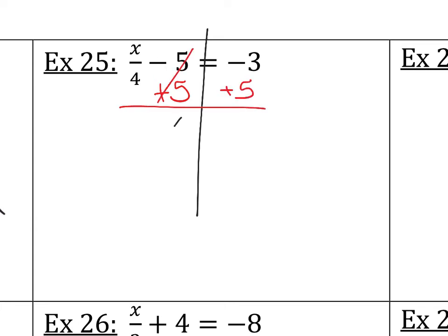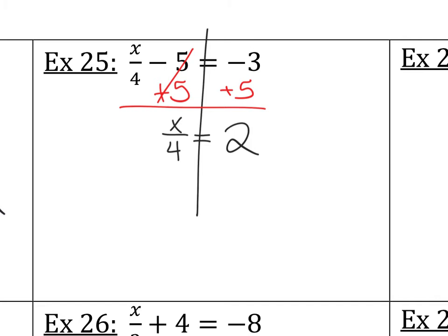I'd be left with x divided by 4 equal to negative 3 plus 5, which is 2. Don't let arithmetic be the reason that you're getting these things wrong. You have a calculator for a reason. I would love for you to try it in your brain and check it in a calculator, but don't let that be why you get these problems wrong.